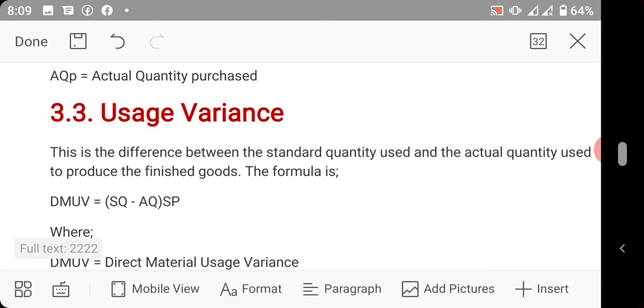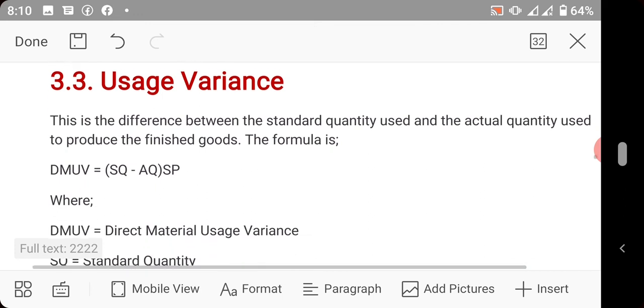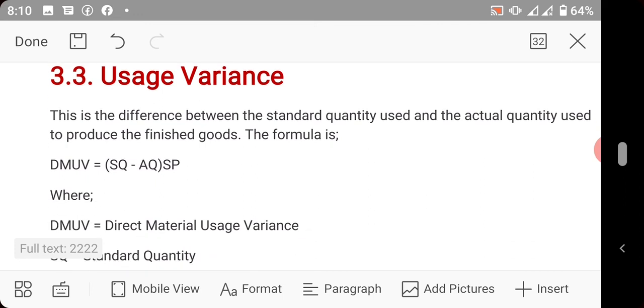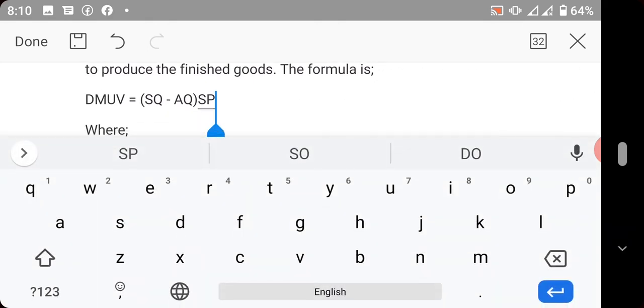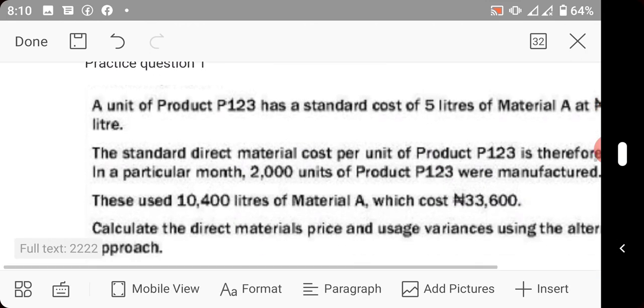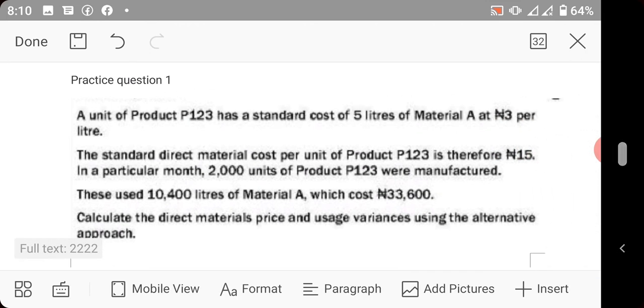Then usage variance is the difference between the standard quantity used and the actual quantity used to produce the finished goods. I hope you can see the formula here. The formula is standard quantity minus actual quantity, times standard price. So we now look at this question.